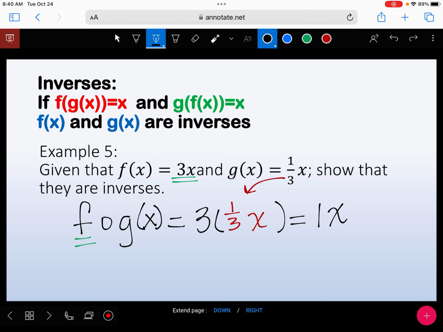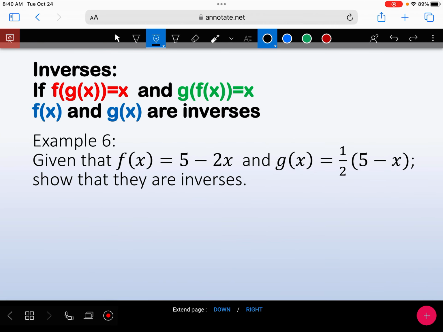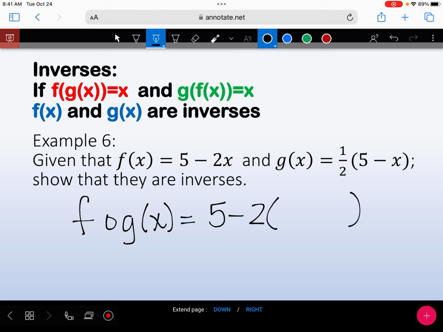All right, so for our last one, we have to figure out if we want to do f of g or g of f. I'm going to do f of g again. So that would be 5 minus 2, make your parentheses. And then inside of the parentheses, I'm going to put my g function.